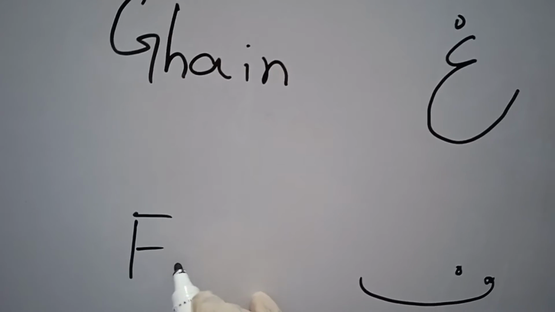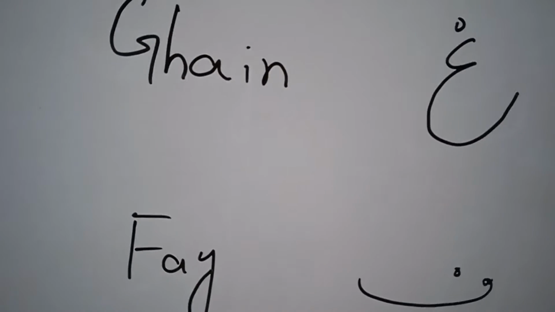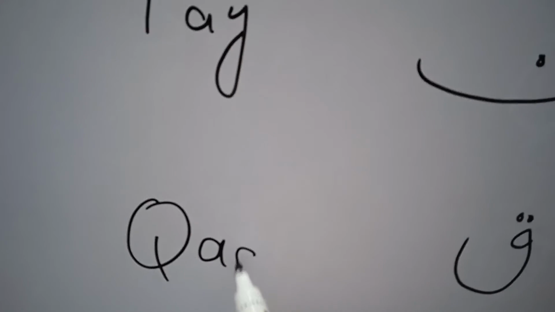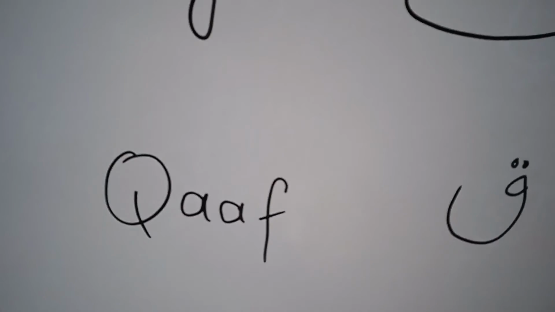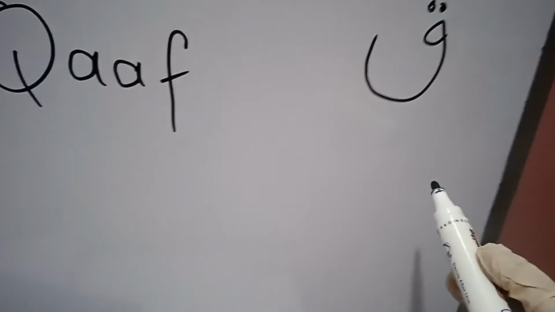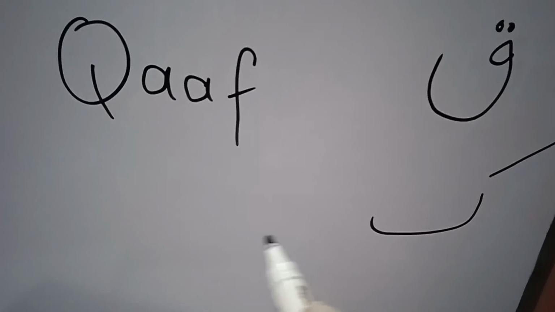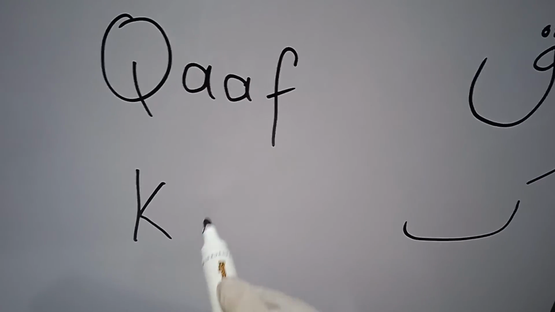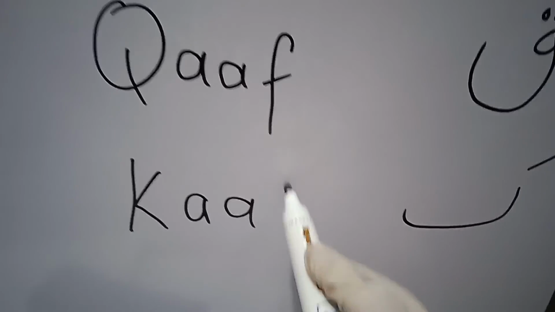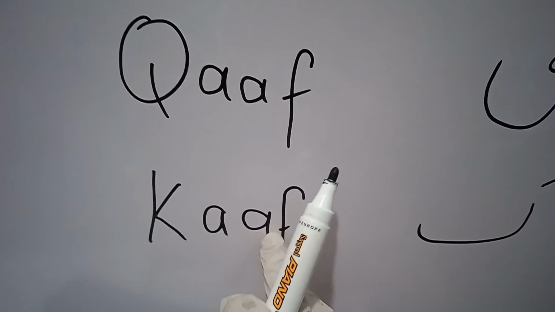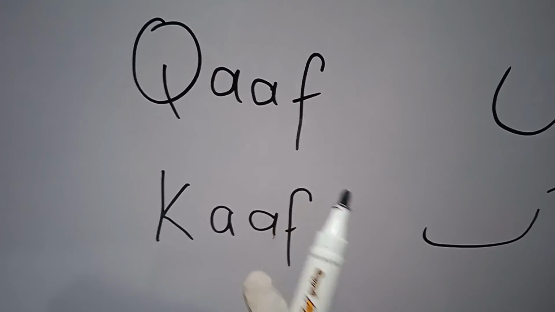Next letter is Qaf, from throat, Q-A-A-F, Qaf. Next alphabet is Kaf, lightly, K-A-A-F, Kaf. So this was the set of another words.